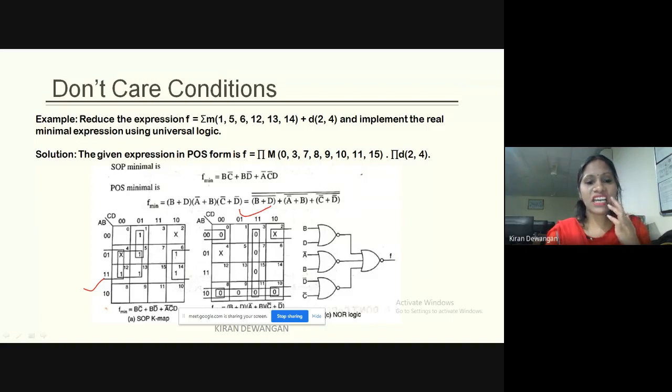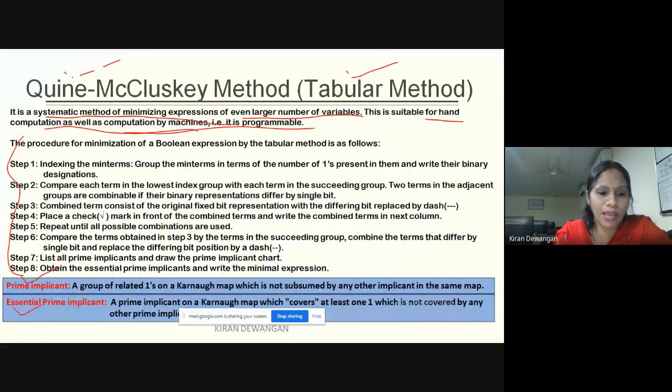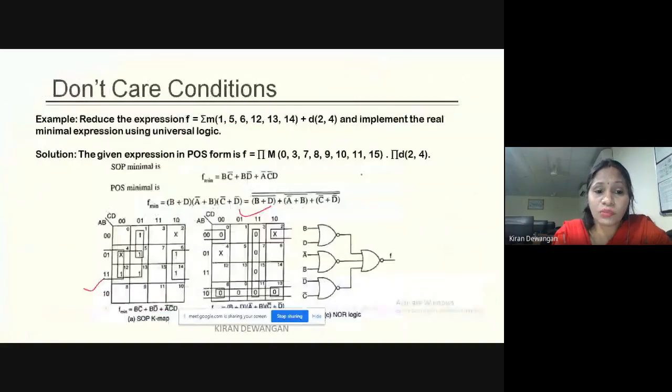Clear? So prime implicant is a technical word for the pair or quad or octet. Clear? So in the case of the K-map or the Quine-McCluskey method, we call it a prime implicant. We don't call it a pair or a quad. Basically these are pairs and quads only, but we call it a prime implicant. Clear? Now the second term, essential prime implicant. Now this is an important term. An essential prime implicant is a prime implicant which covers at least one term which is not covered by any other prime implicant. Now what does this mean?